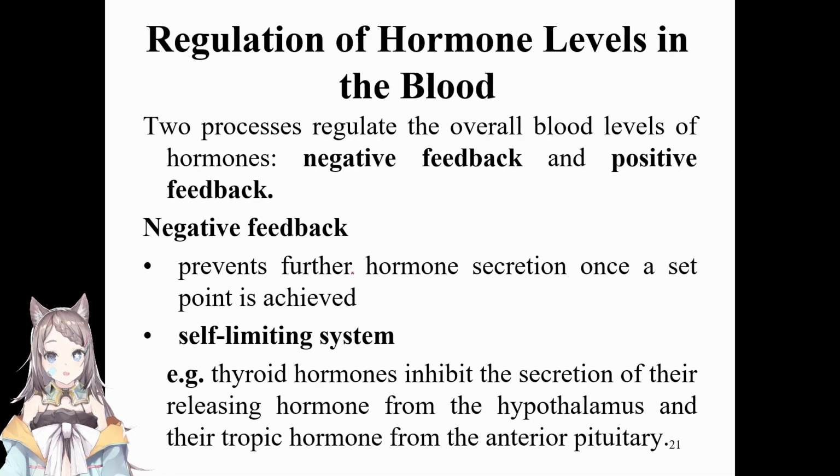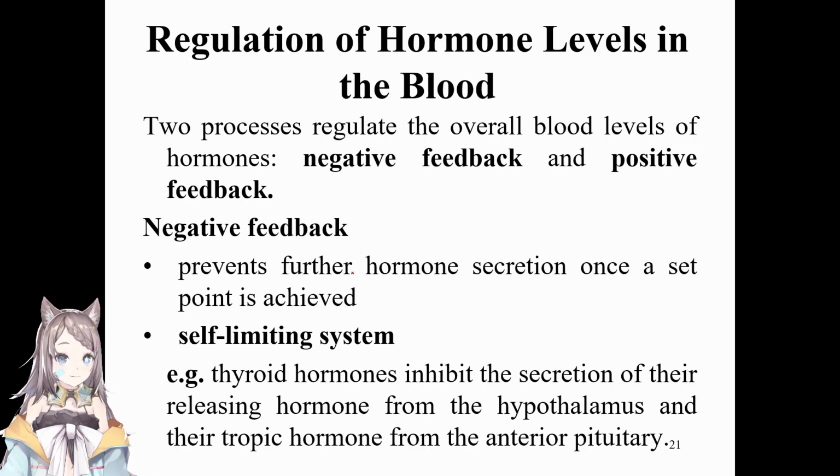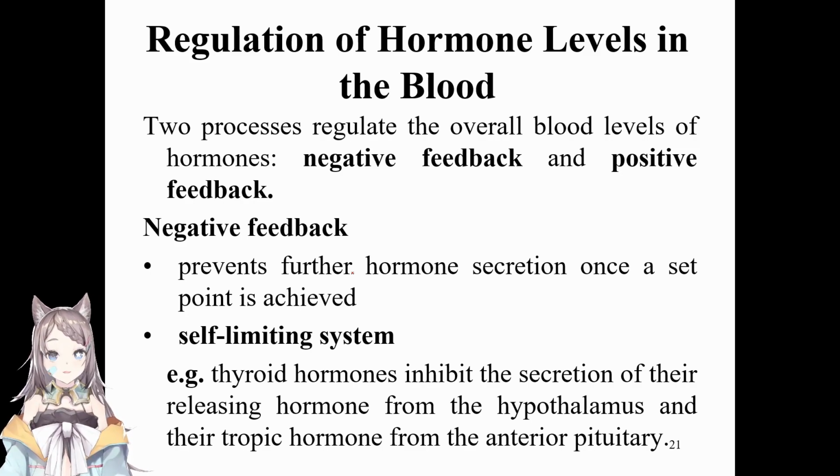Next is the regulation of hormone levels in the blood. Two processes regulate the overall blood levels of hormones: positive feedback and negative feedback. Let's talk about the negative feedback first, since it is simpler to discuss. Negative feedback prevents further hormone secretions once a set point is achieved, meaning it is a self-limiting system.